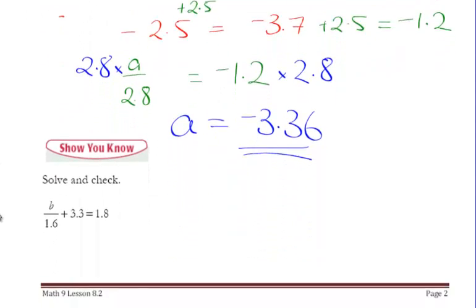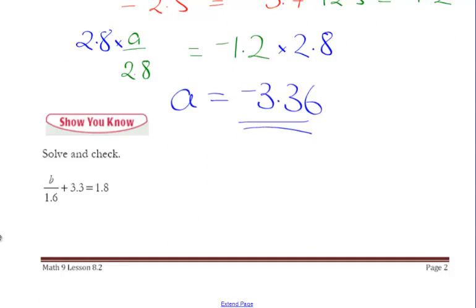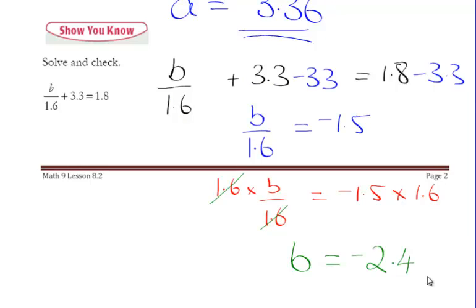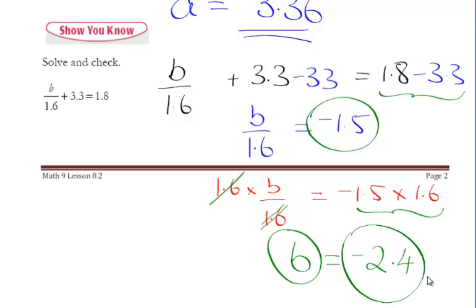All right, why don't you go through and stop the tape and try this one here. So this is what I got. I went through and I subtracted 3.3 from both sides to begin with, and that gave me the 1.8 minus the 3.3 gives us the negative 1.5. Division by 1.6, reversing that, multiplying both sides by 1.6, and that leaves me with a single b there. Negative 1.5 times the 1.6 gives us that b is equal to negative 2.4.